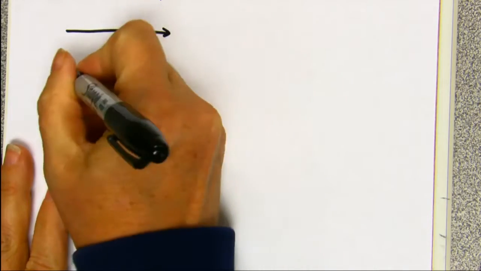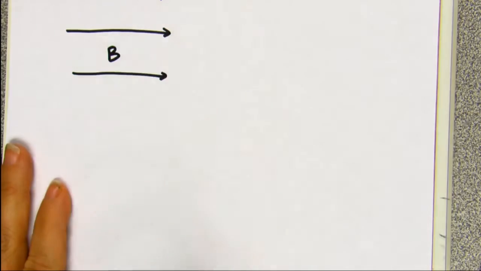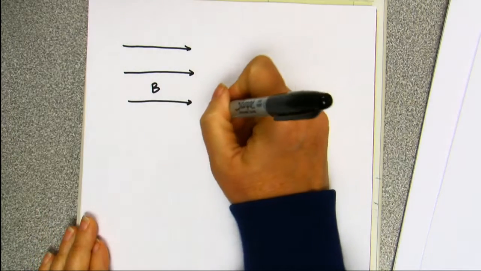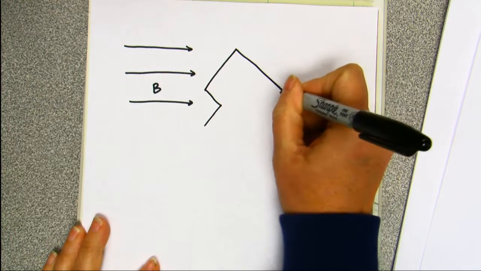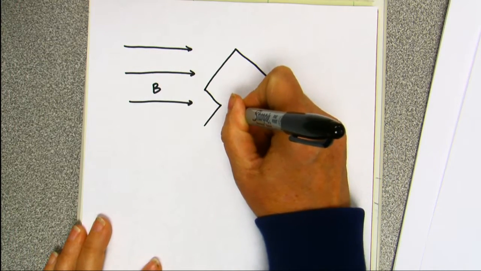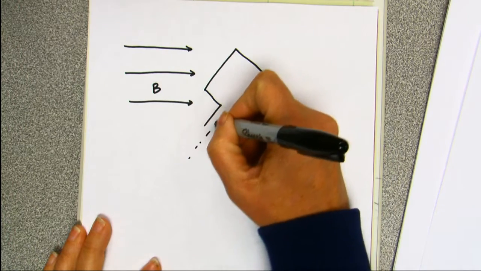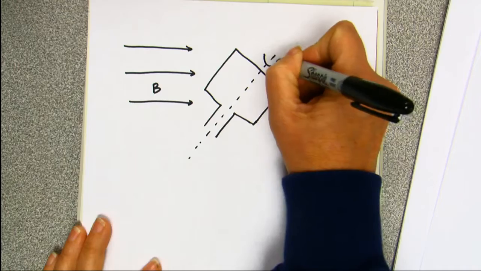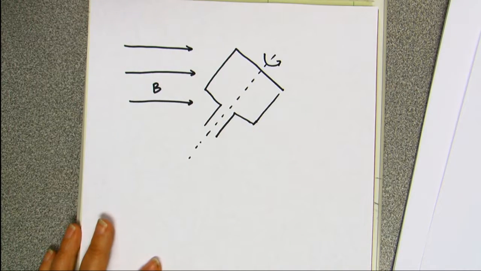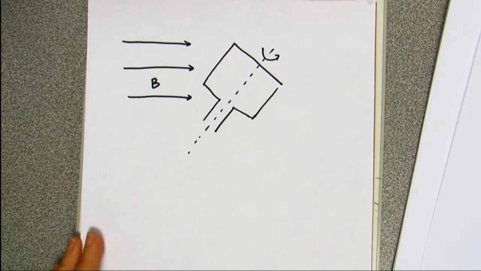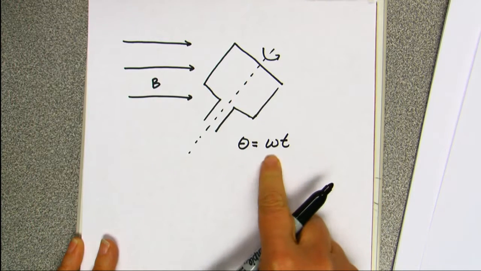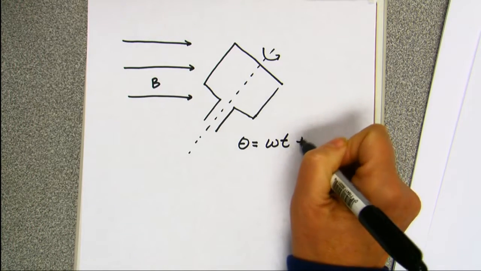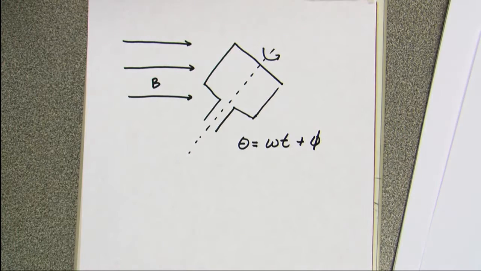We're going to have a magnetic field, and usually what we have is a loop of wire, and most of the time, because we can do it this way, we show it as a square. Okay, we show it as a square, and I'm going to have some sort of rotation for my loop of wire in my magnetic field. And the angle at any given time is going to be equal to our angular velocity times time plus our phase angle. At any given time, we're going to have that situation.